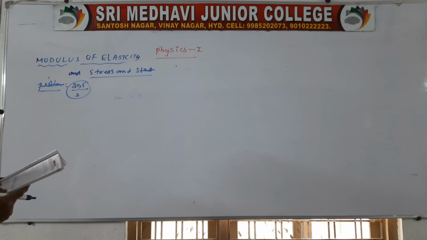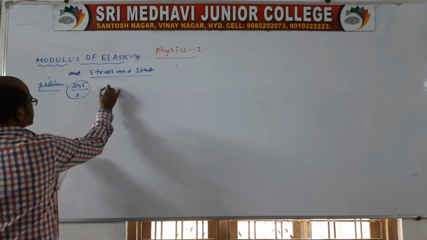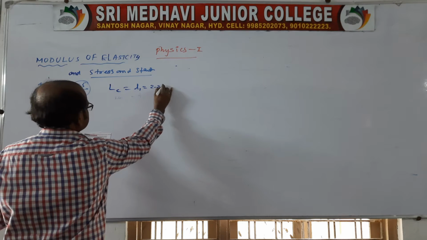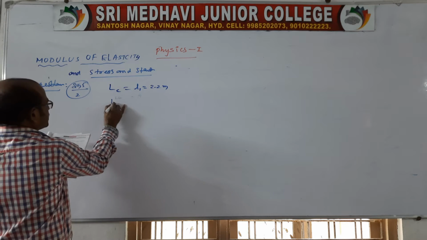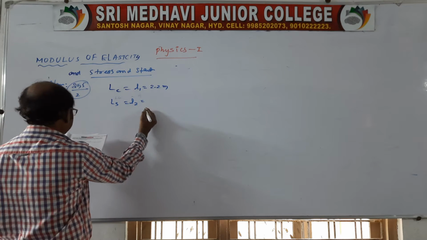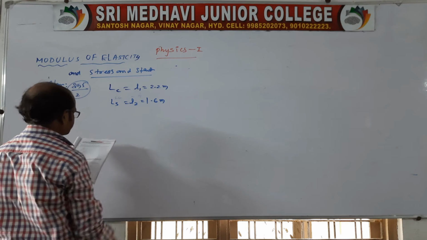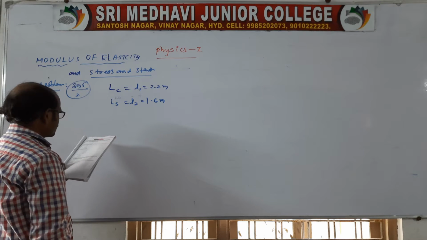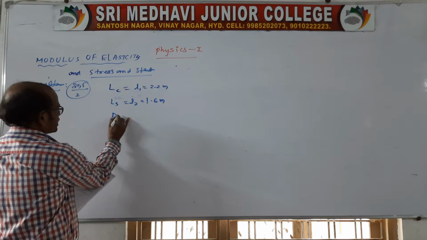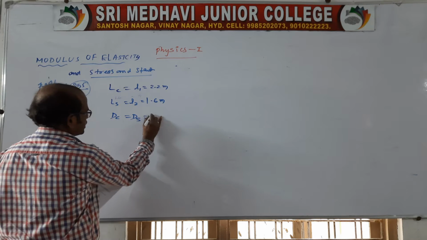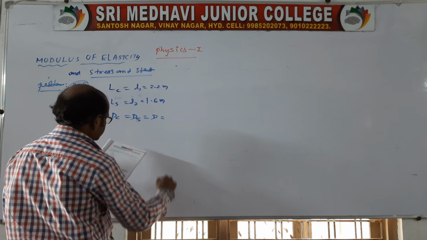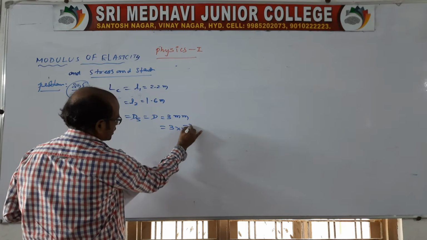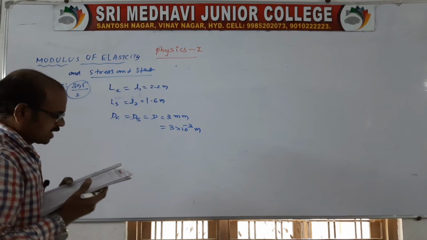Once again, the copper wire length is given. You say L_C or L1 is equal to 2.2 meter. And the steel wire, L2, is equal to 1.6 meter. Both are connected end to end, so the diameter of copper and the diameter of steel are the same, 3 mm. You convert it as 3 into 10 power minus 3 meter.